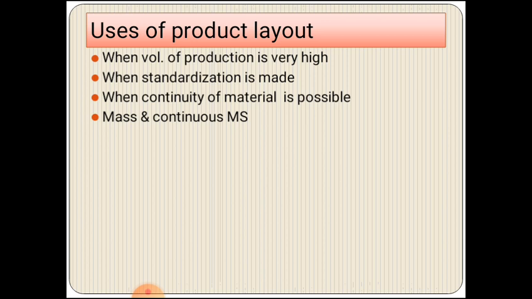Then mass and continuous manufacturing system. So you can use this type of layout for mass manufacturing when you have to produce in a large quantity, and there are multiple products you can manufacture at a time. And if you want to implement continuous manufacturing in your organization, then you can use the product layout.